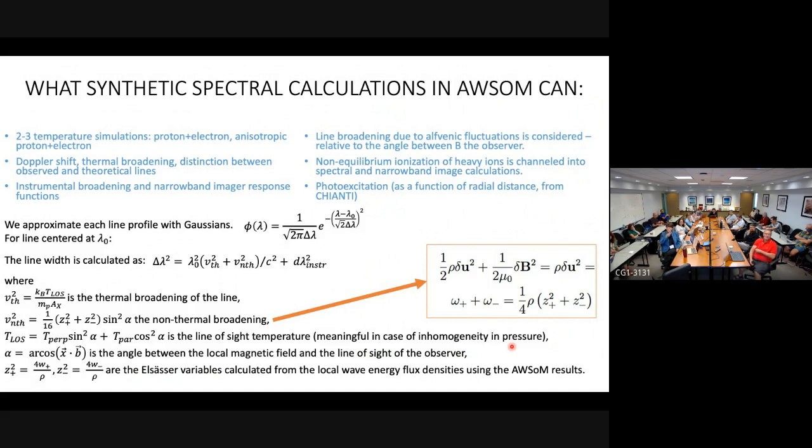You calculate line broadening due to Alfvén wave fluctuations, which is relative to the observer's location and the angle of the B field. And as I mentioned, non-equilibrium ionization of heavy ions is channeled into the spectral and narrowband image calculations. We also have photoexcitation, so we can handle lines with CoMP and UCoMP. So what it means is what we do with the line broadening.